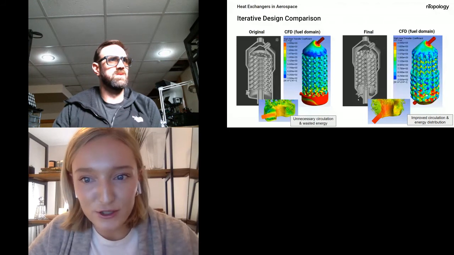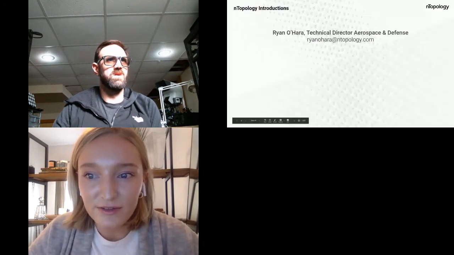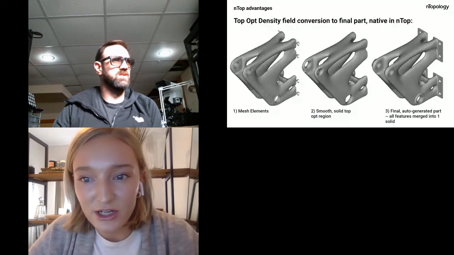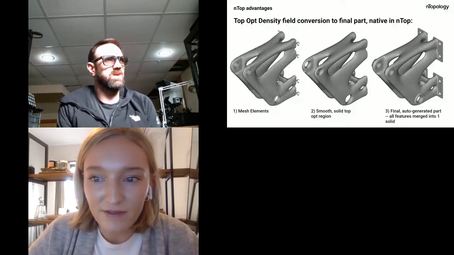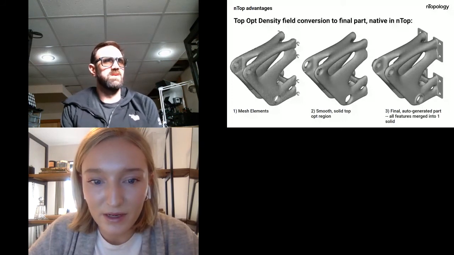So to start out, the first one is, for your shell and fill techniques, is there integrated consideration in the software for powder removal, for LPBF, and the effect of the holes that would be needed on the part properties?